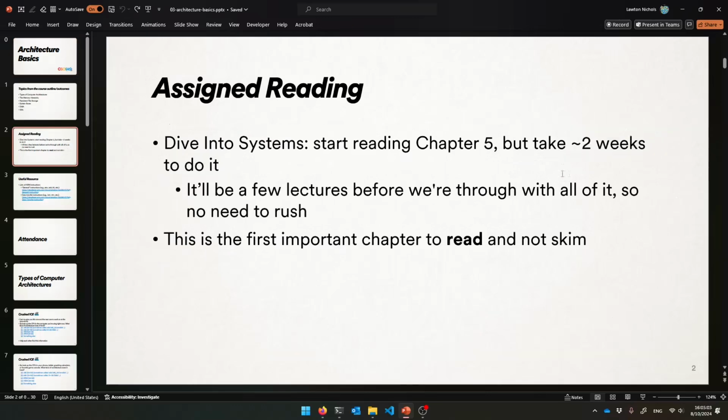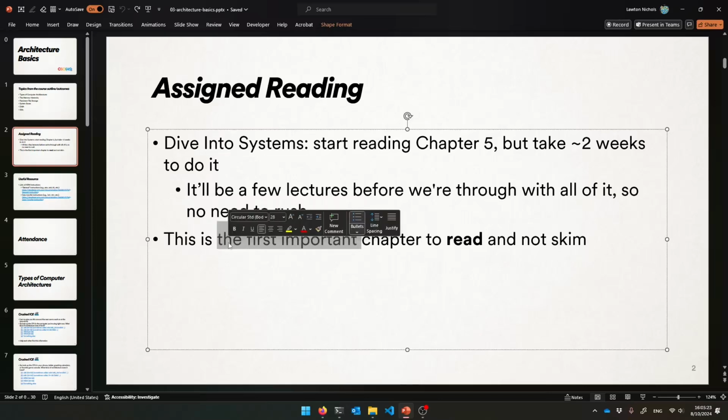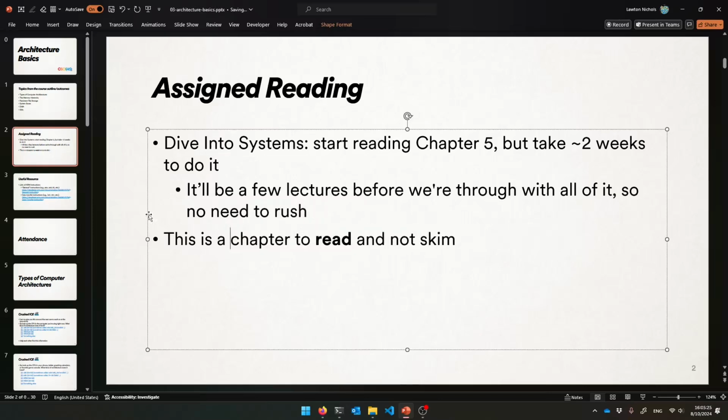Hopefully you finished a lot of it last week, but yeah, it'll take us a few lectures to get through everything. It's a great thing to have read first so that you're not lost when I explain it in depth later. So yeah, this is another important chapter to read and not skim. I think I switched things up again. This is another, it's like the second chapter. All right, this is a chapter to read and not skim. Let's say it like that.